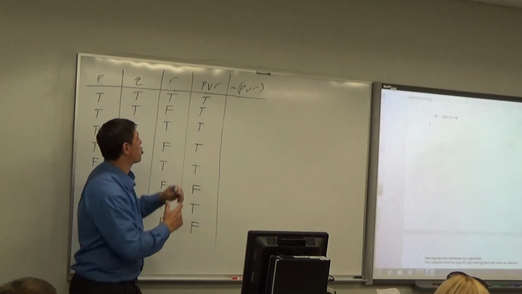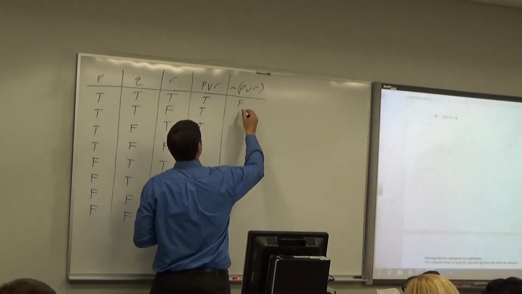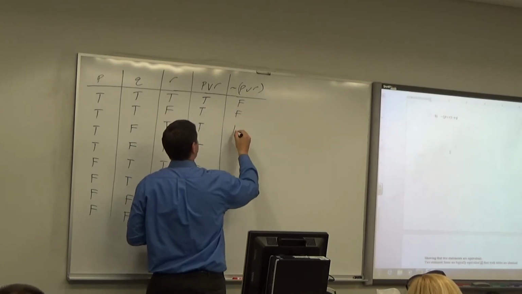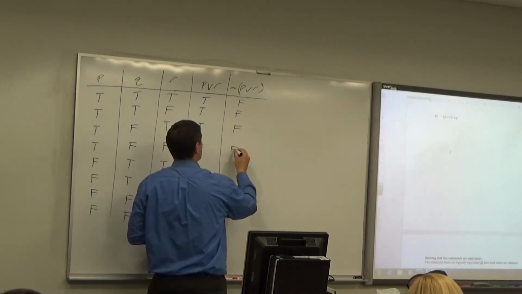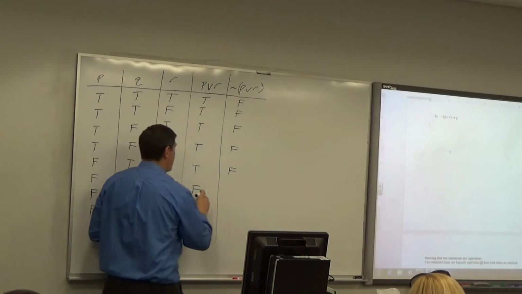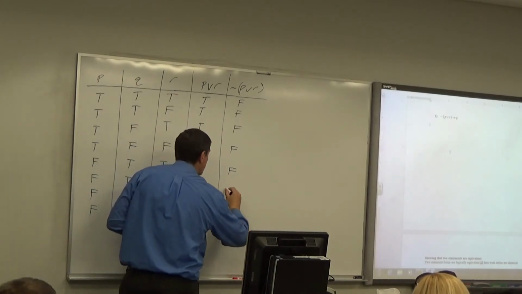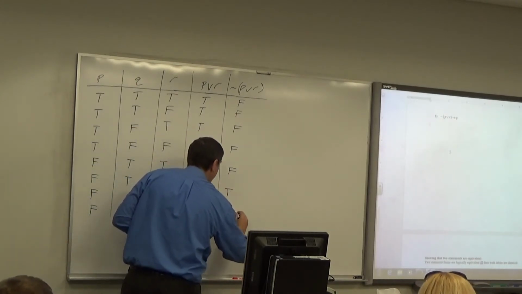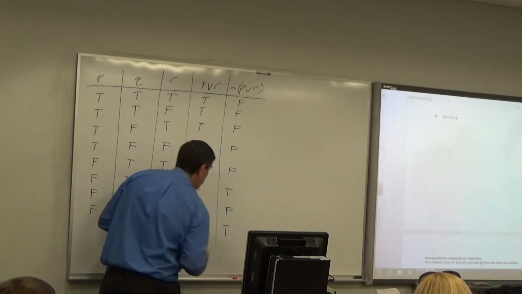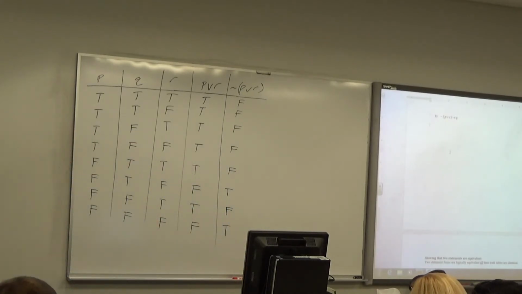So the opposite of true is false. Opposite of true is false. Surprise, opposite of true is false. False. And then finally, when we get down to row 6, we get a true, a false in row 7, and then a true in row 8. Okay? Does that make sense, guys? And Donnie, is that what you got out of that, sir?